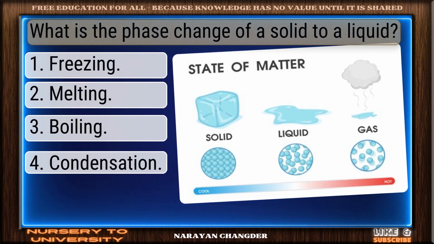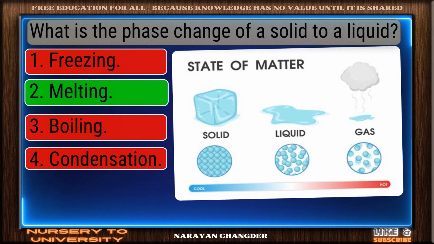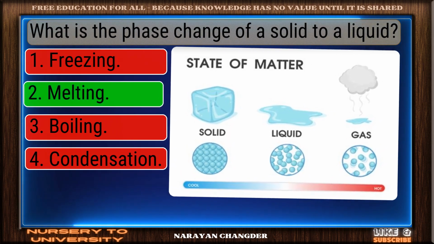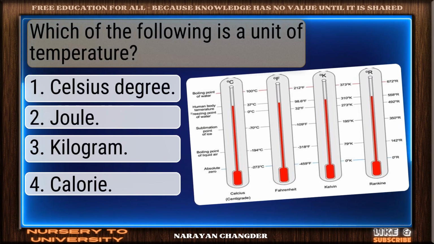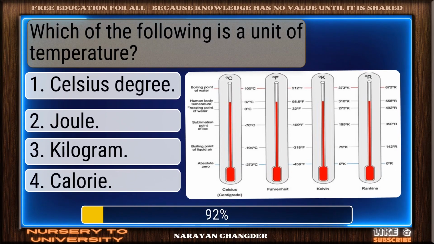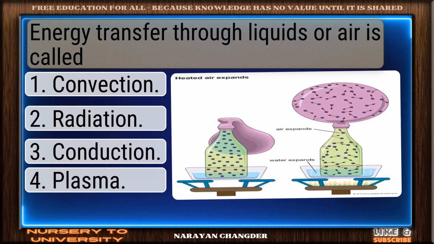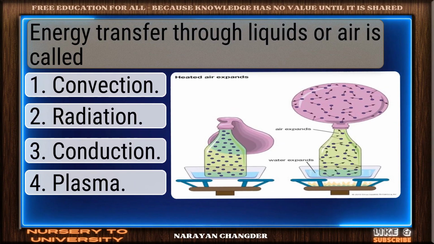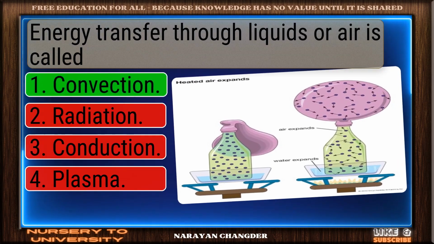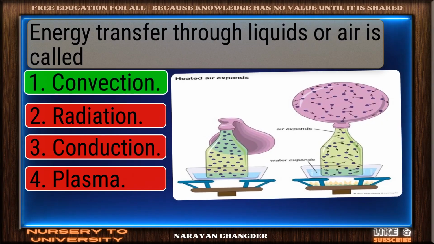What is the phase change of a solid to a liquid? Nice work. You chose melting, and it is correct. Which of the following is a unit of temperature? Good thinking. Celsius degree is the right answer. Energy transfer through liquids or air is called? Excellent choice. Convection is the right answer.